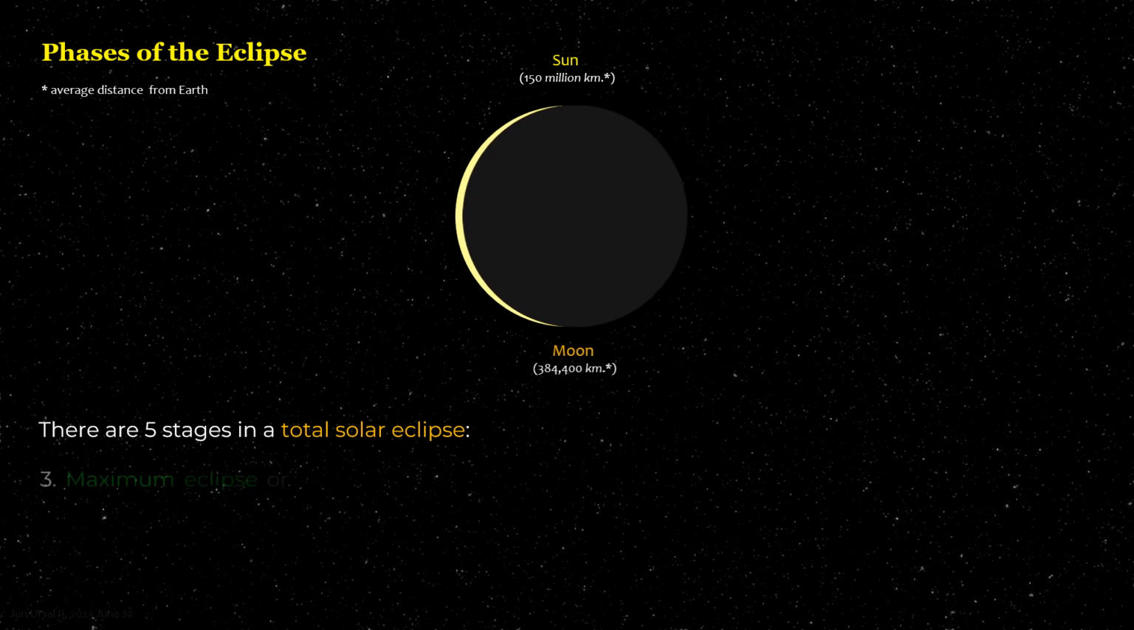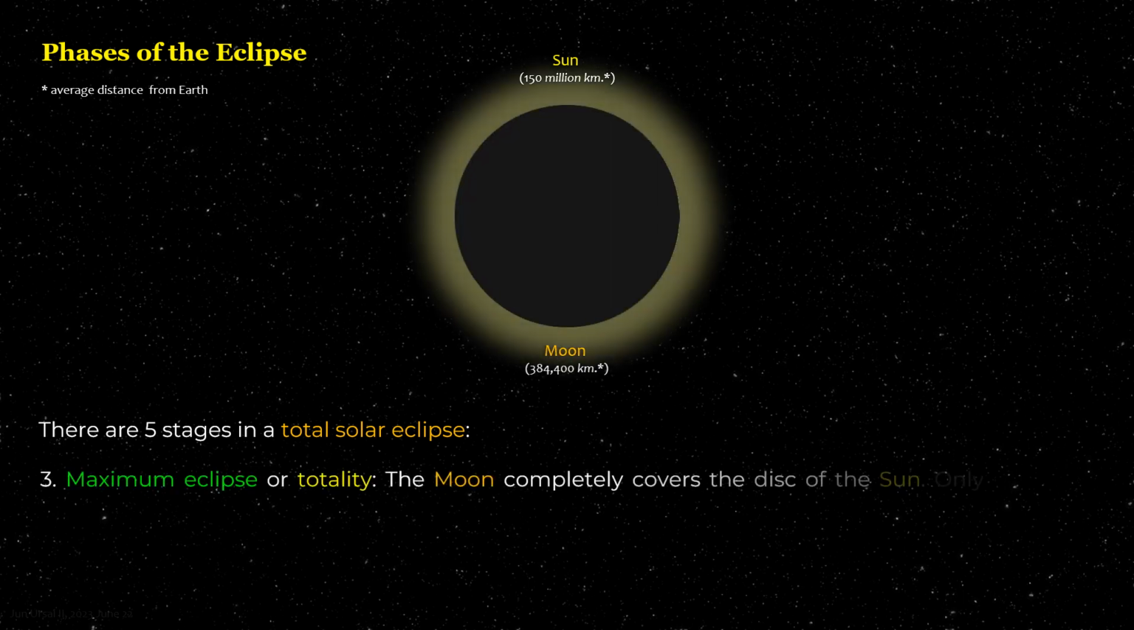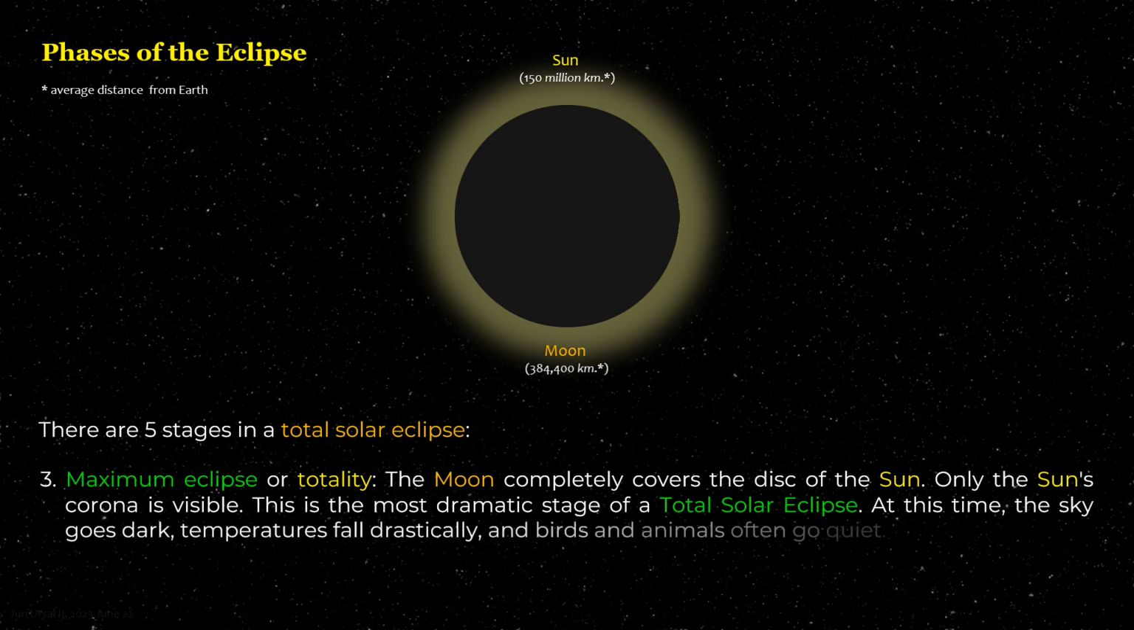3. Maximum eclipse or totality: the Moon completely covers the disk of the Sun. Only the Sun's corona is visible. This is the most dramatic stage of a total solar eclipse. At this time, the sky goes dark, temperatures fall drastically, and birds and animals often go quiet.